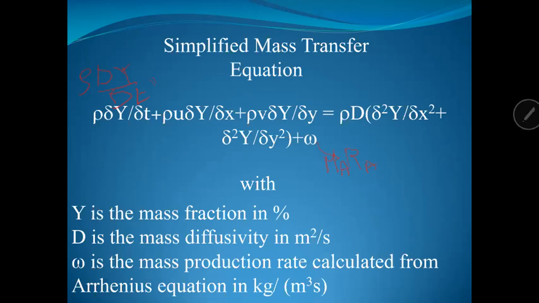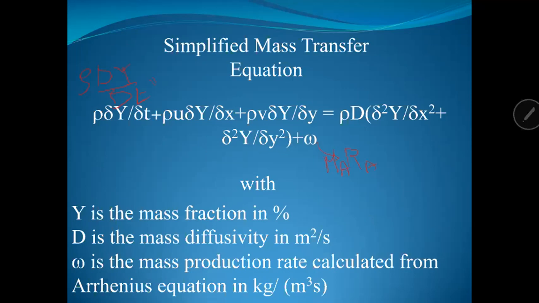Have the same unit. Rho d square y over dx square: rho is kilogram per meter cube, D is the mass diffusivity, meter square per second, over meter square. Then we have kilogram per meter cube per second. The same for d square y over dy square. And W, the mass production rate, is in kilogram per meter cube per second. Then the equation is true because the unit before the equality is equal to the unit after the equality.